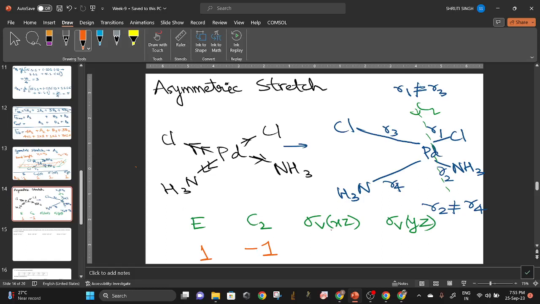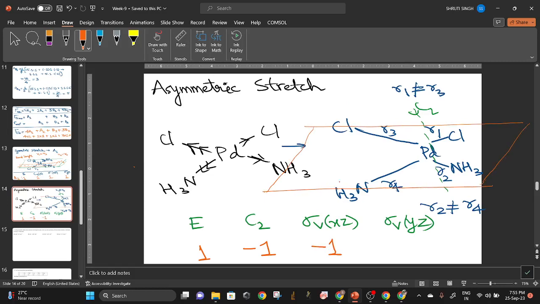Similarly, the sigma V will be -1. And this one is the molecular plane, the plane containing the molecule. So it will be 1, because the reflection is, you can think of this as the top side and this as the downside. So even after reflection it will be the same. So it is 1.